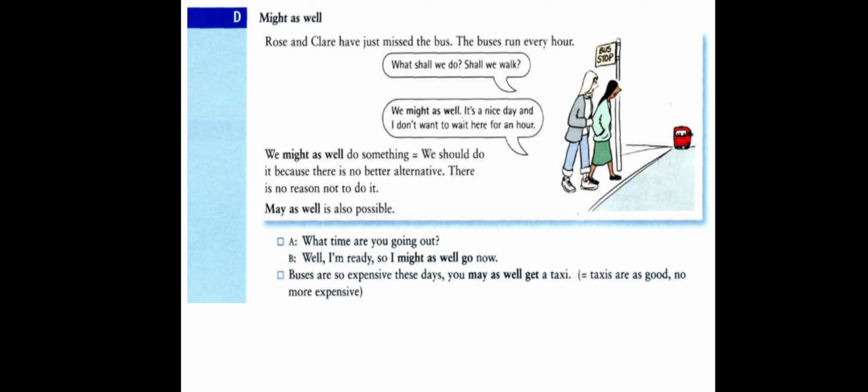We use the base form of the verb after might. So it becomes I might as well go now. It is equal to I may or I might go now. But here we say this is the best alternative or the best choice to do. Buses are so expensive these days, you may as well get a taxi. Here we have may as well. You can say you may get a taxi. But here to say this is the best choice, you say you may as well get a taxi.